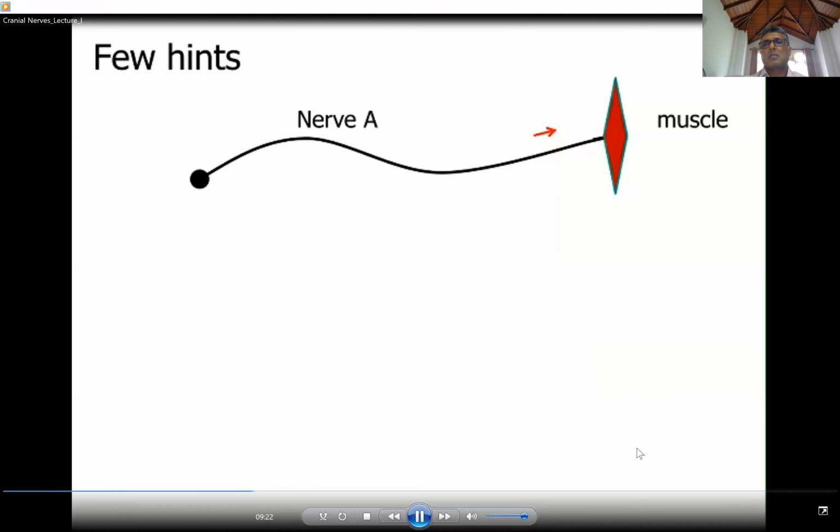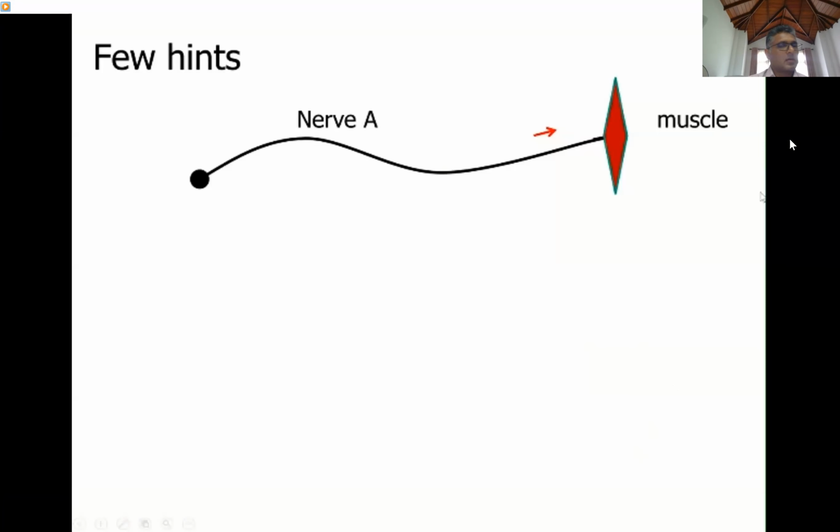Now in this example, you can see a set of nerve fibers indicated in black, supplying a muscle. If this muscle developed from somite myotomes, then these nerve fibers should be somatic motor nerve fibers. On the other hand, if this muscle developed from branchial arch mesoderm, then the nerve fibers that supply this muscle should be branchial motor fibers.